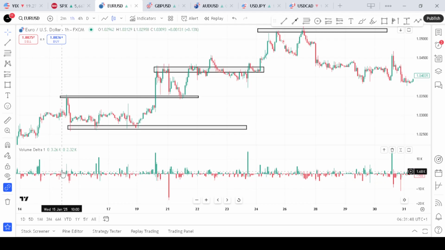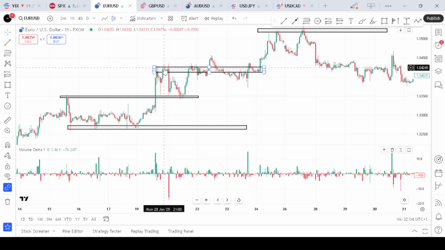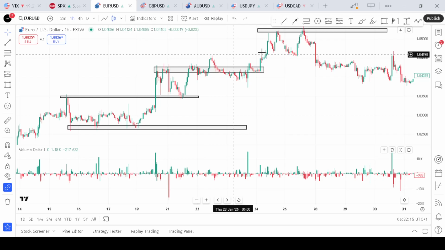once your key level is set, observe the delta volume for divergence. The divergence occurs when price makes a new high or low, but the delta does not confirm this move. For example, if price forms a higher high but the delta shows decreasing buying pressure, this could signal a weak trend that could potentially reverse.